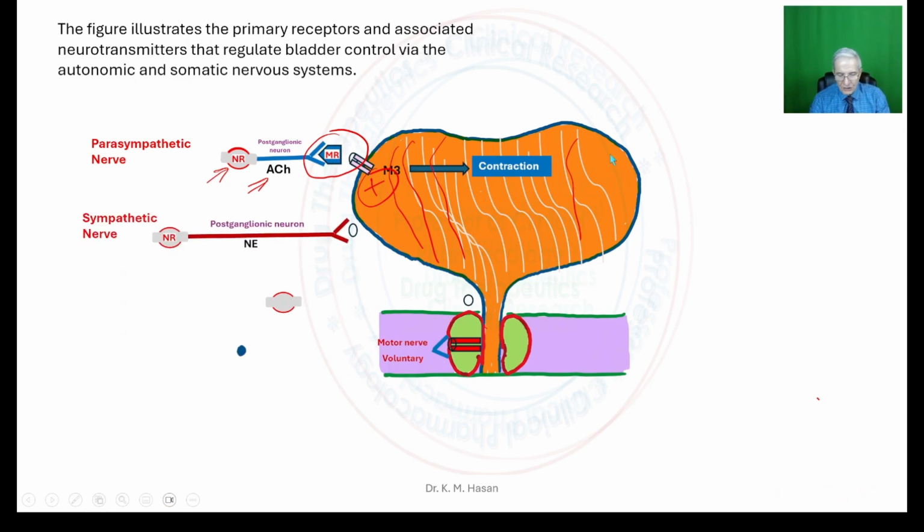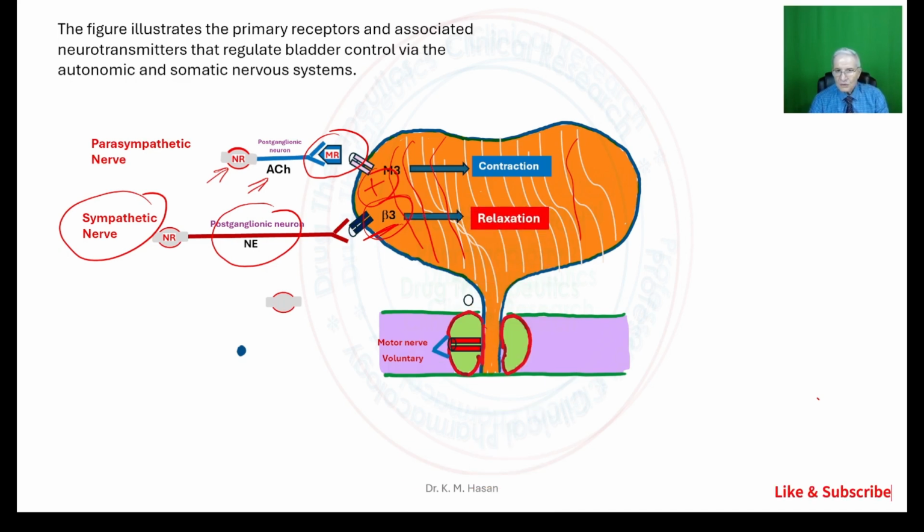Okay, moving to the sympathetic nervous system. The main mediator there will be norepinephrine. What type of receptor does norepinephrine activate in the bladder? We have the B3 receptor, which stands for beta 3 receptor, and the result will be relaxation. So you can see we have opposite actions on the bladder, and we have opposite actions on the heart.